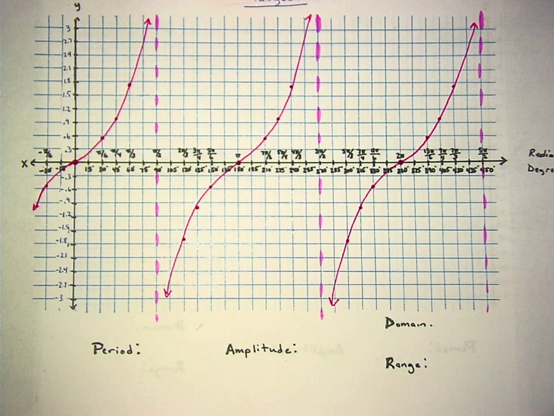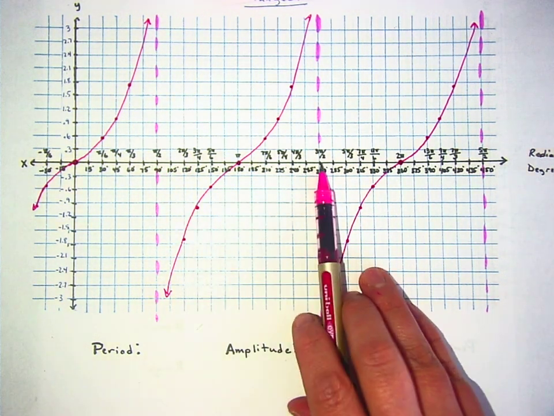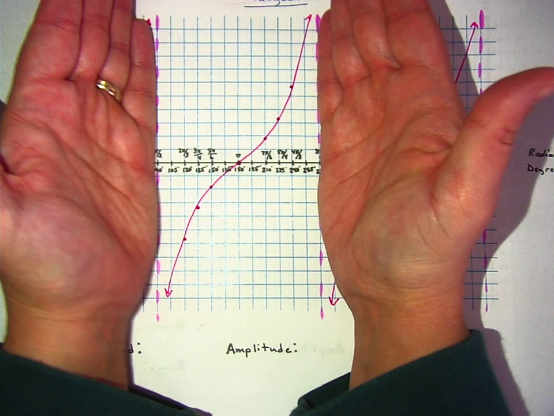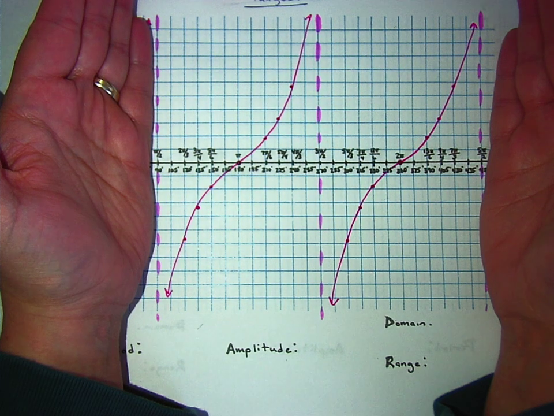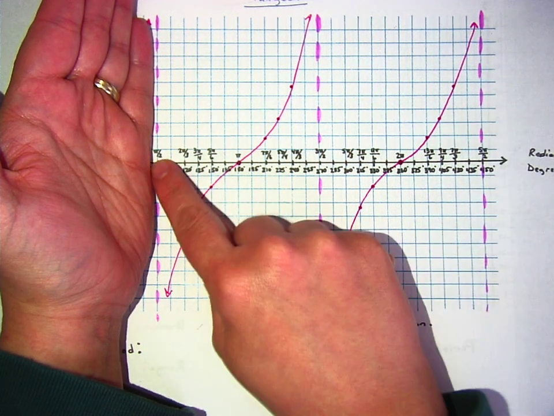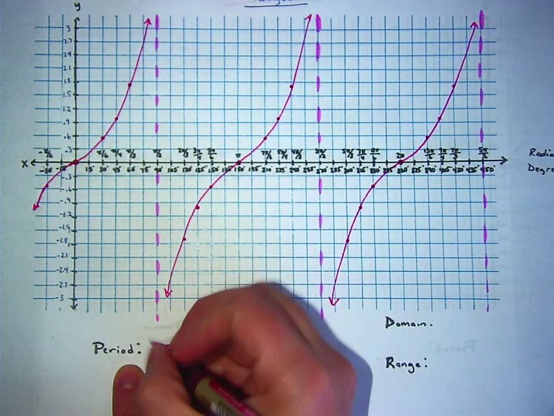Pi. Yeah, 1 pi. Because, see, it goes from pi over 2 to 3 pi over 2 is one section, right? And then it starts repeating. Does the exact same thing again. So it goes from 1/2 to 1 1/2. That is a length of 1 pi, or just pi.